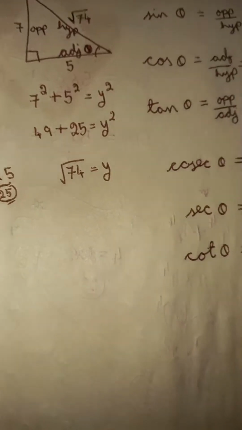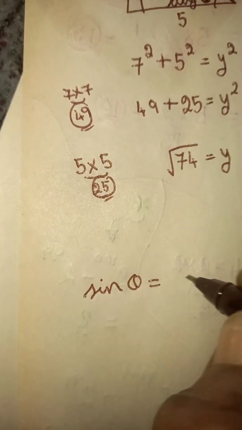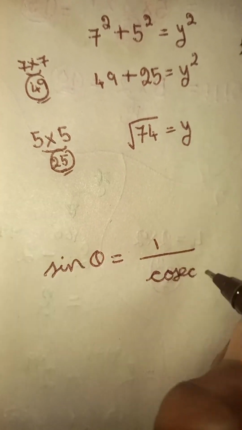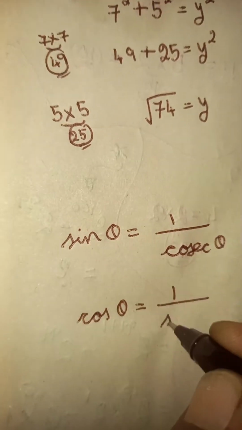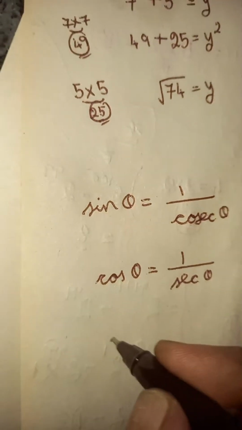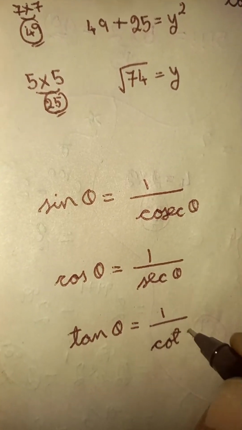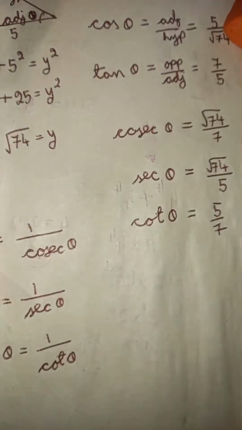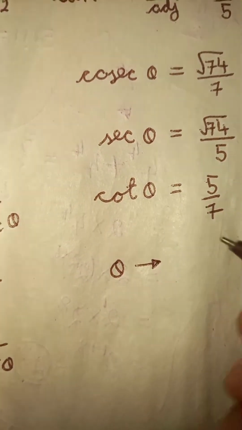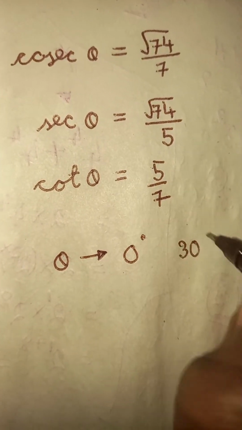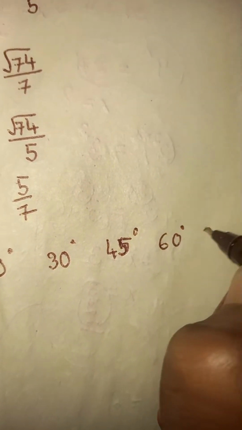First is the reciprocal relations. The reciprocal relations tell that sine theta can be written as 1 by cosecant theta. In the same way, cos theta can be written as 1 by secant theta. Again, tan theta you can write as 1 by cot theta. Now the next relations we're going to get are angle relations, that is trigonometric ratios for specific angles: 0 degree, 30 degree, 45 degree, 60 degree and 90 degree.